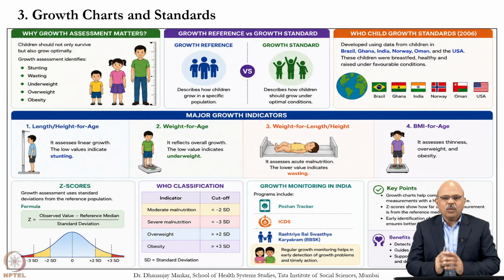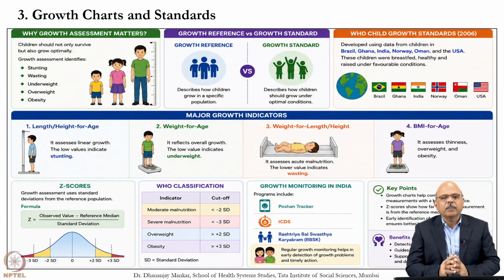Now we will talk about the WHO Child Growth Standards 2006. These standards were developed using data from children in countries like Brazil, Ghana, India, Norway, Oman and USA. These children were breastfed, healthy and raised under favorable conditions. So you can understand how these standards were developed by observing different children in different countries.